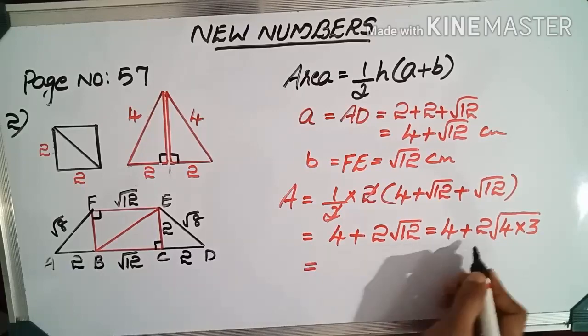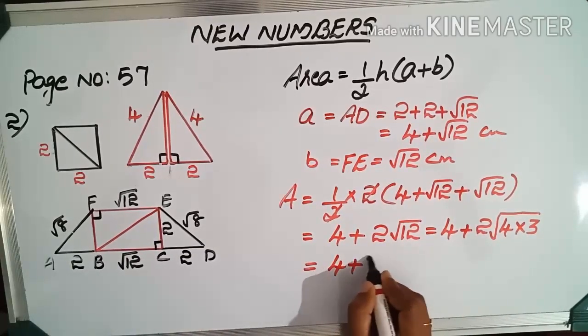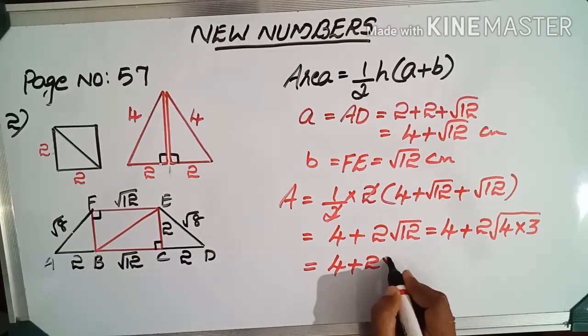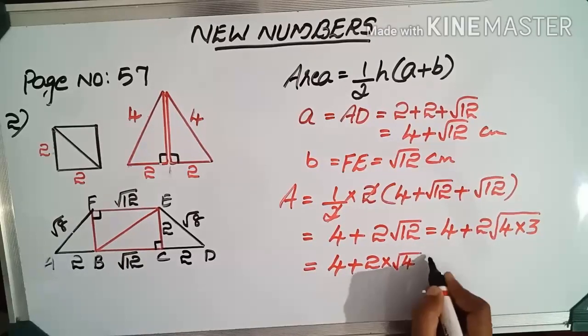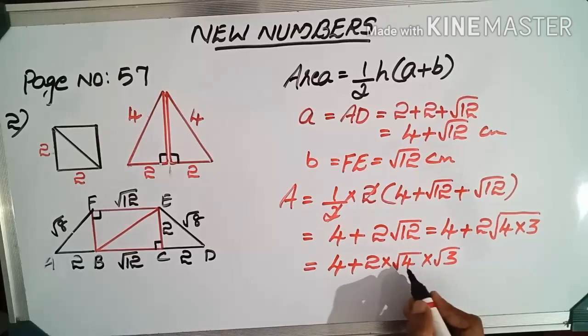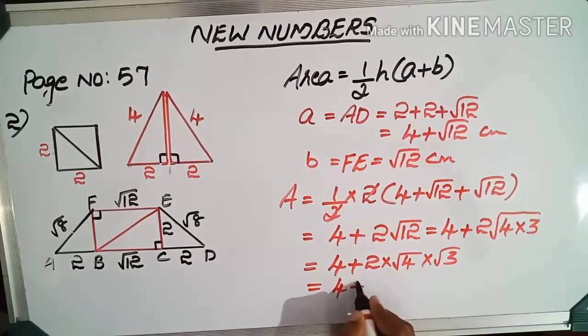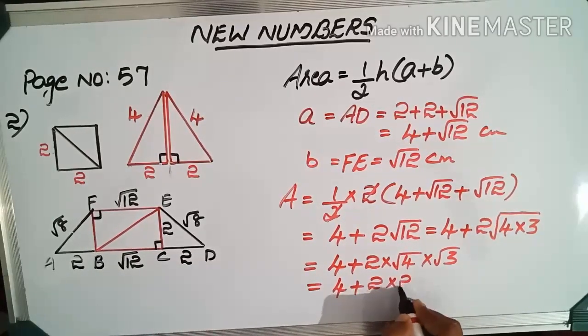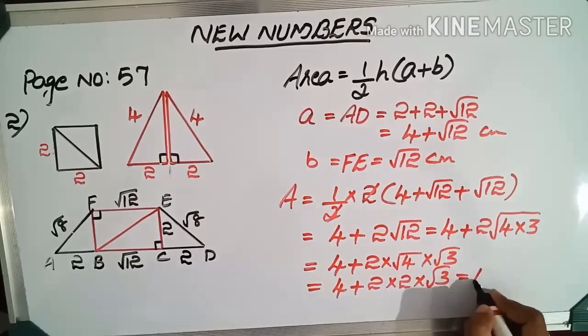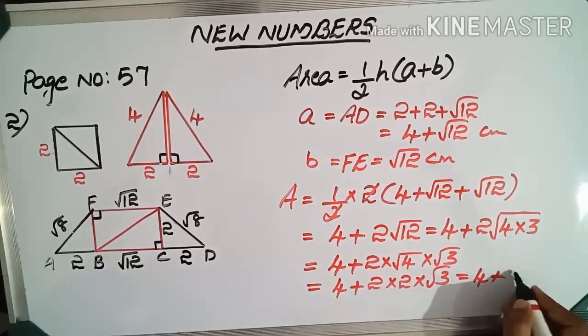Now the answer becomes 4 plus 2 into root 4 into root 3. That also we can split like this: root 4 into root 3. Now what is root 4? Root 4 is 2. So 4 plus 2 into 2 into root 3. Now it is easy to apply the value. So 4 plus 2 into 2 is 4, 4 into root 3.